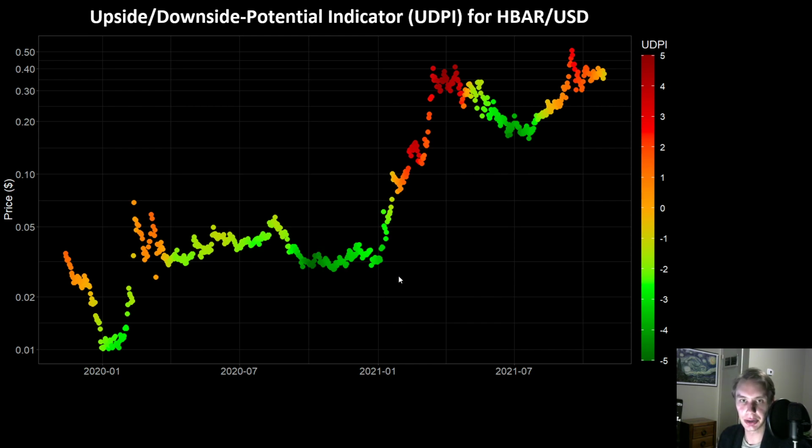And what you can see is that over the course of HBAR's lifespan, the UDPI has been pretty spectacular at pointing out these low-risk zones where historically it was advantageous to be acquiring HBAR, as well as these high-risk zones when the upside potential was getting tapped out, and then it preceded these corrections that we ended up seeing. So essentially, if one had been following the UDPI and had been investing purely based on what the UDPI was telling them, one would have done quite well with HBAR.